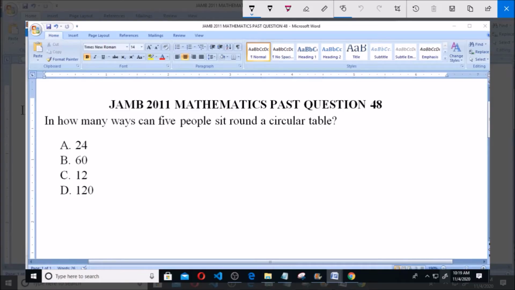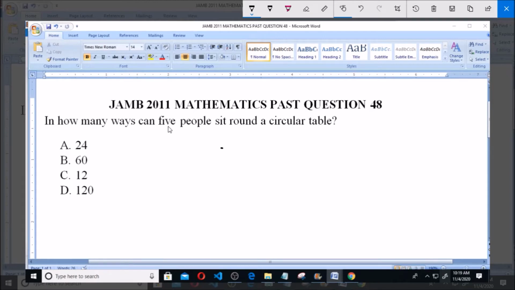I'll be answering JAMB 2011 Mathematics Past Question 48. In how many ways can 5 people sit around a circular table? Now, when you have 5 people, this simply means that in how many ways can these 5 people be arranged? In how many ways can 5 people be arranged?